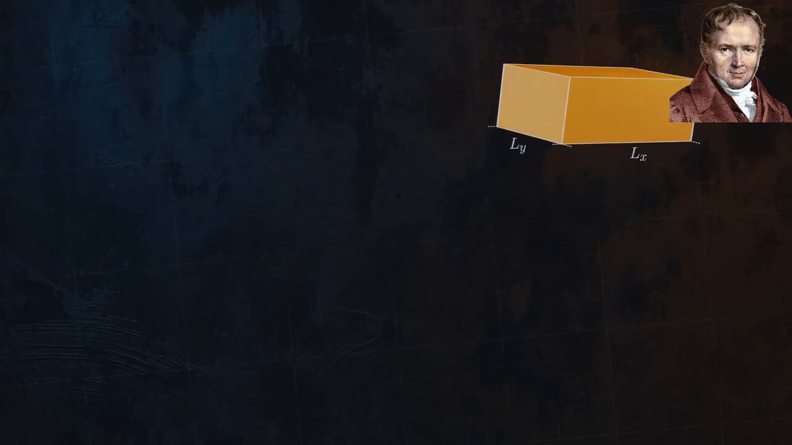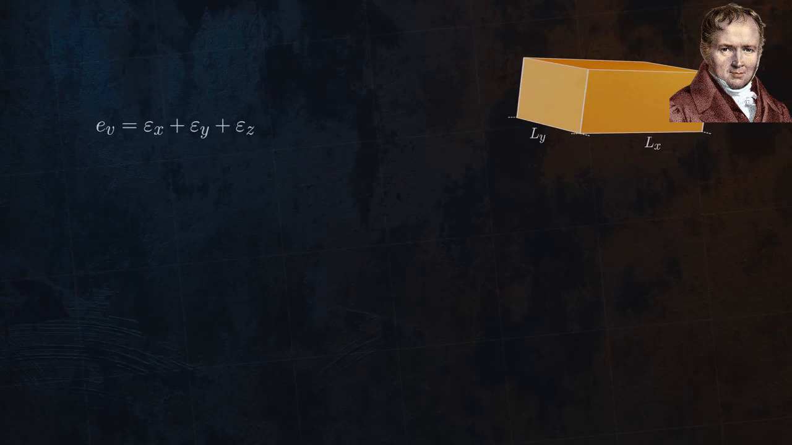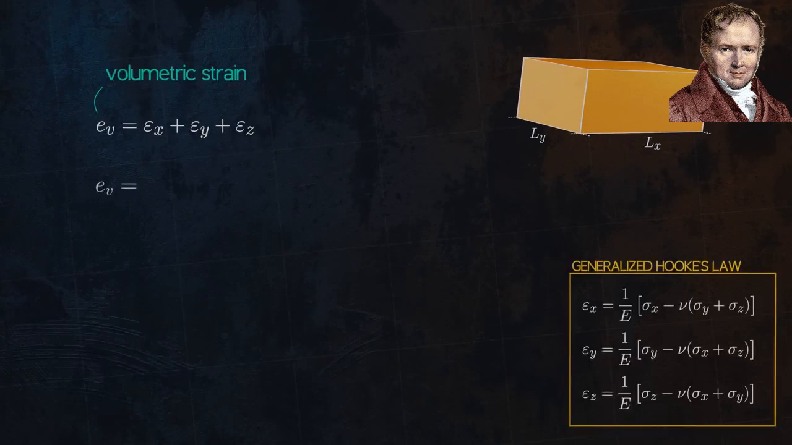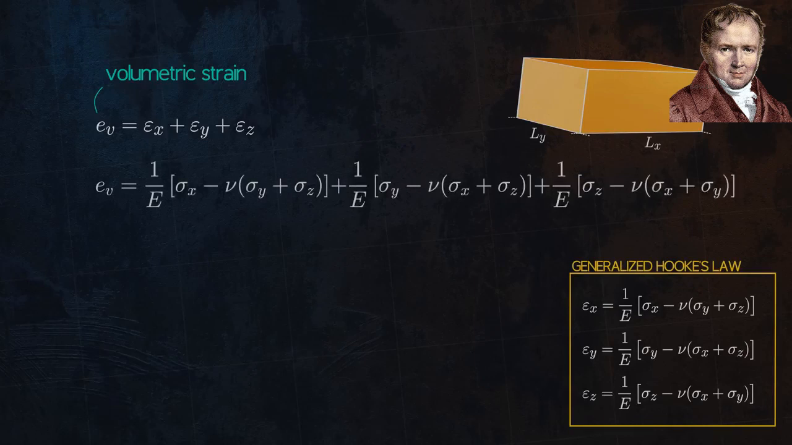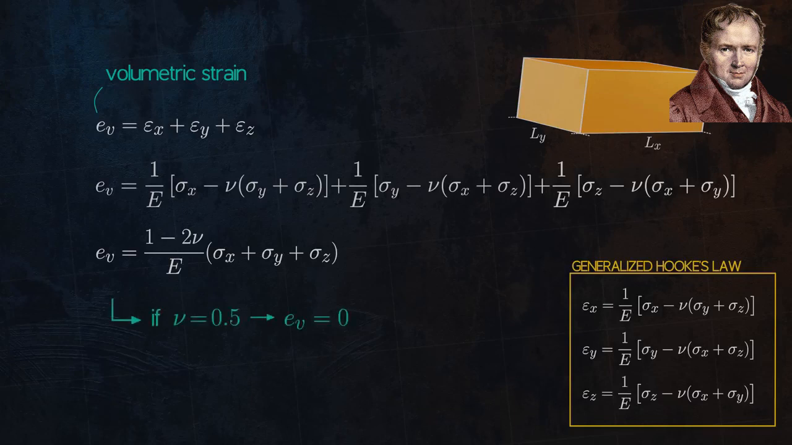We can calculate the volumetric strain by summing the strains in all 3 directions. Let's use the equations from the generalized Hooke's law we just covered to expand the equation for volumetric strain. We can then rearrange the terms to end up with the following equation. You might notice that something interesting happens to the volumetric strain when Poisson's ratio is equal to 0.5. We end up with a volumetric strain equal to 0.